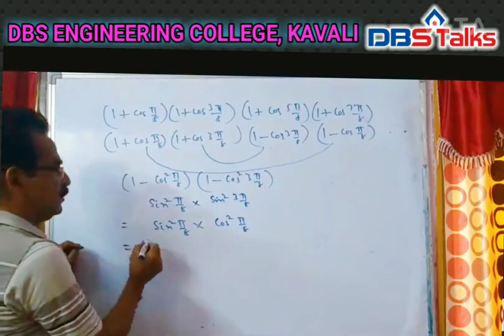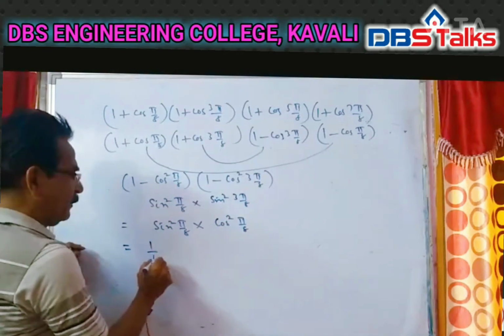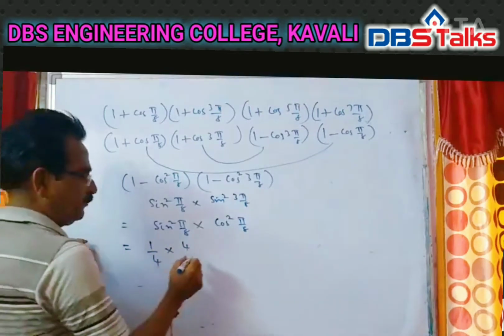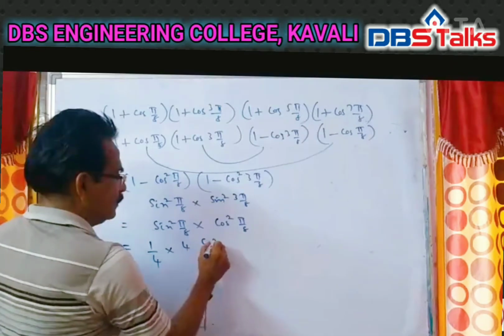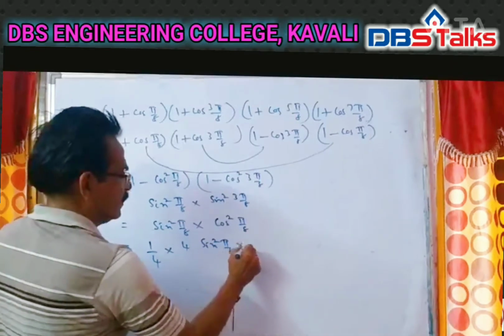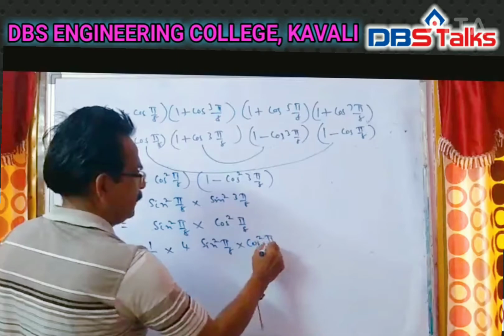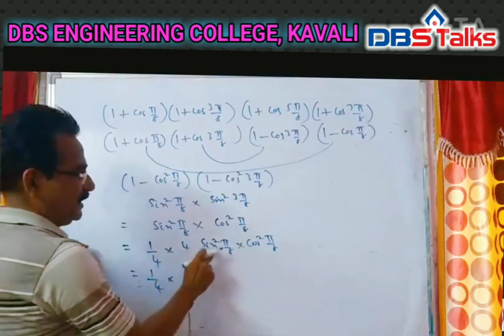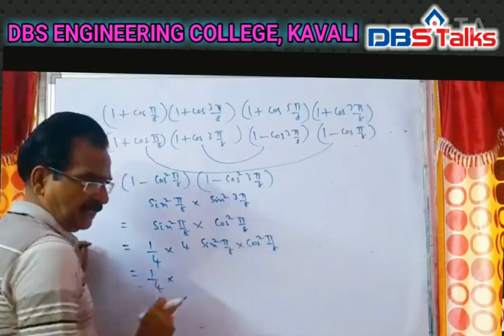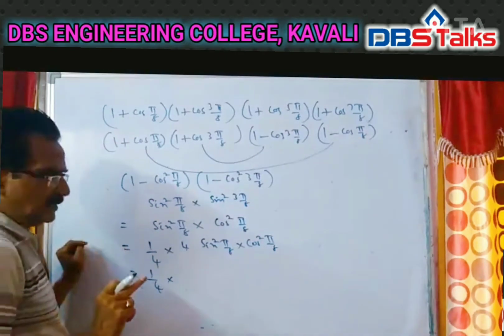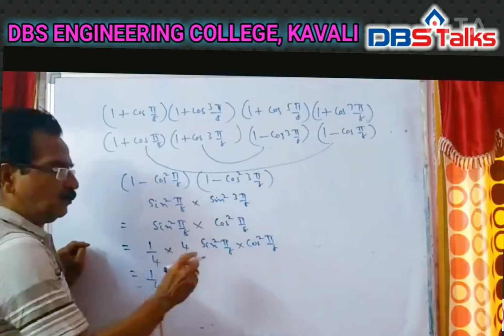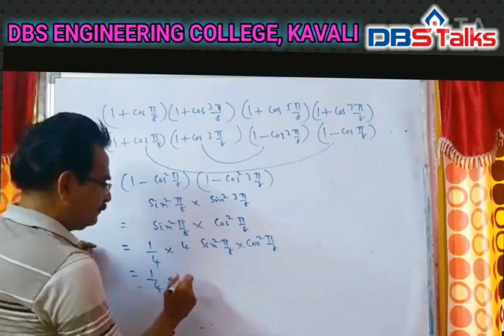Okay friends. So, this is 1 by 4 into, I am multiplying and dividing with 4. 4 sin square pi by 8 into cos square pi by 8. This is equal to 1 by 4 into 2 sin theta cos theta whole square, that is sin 2 theta whole square.